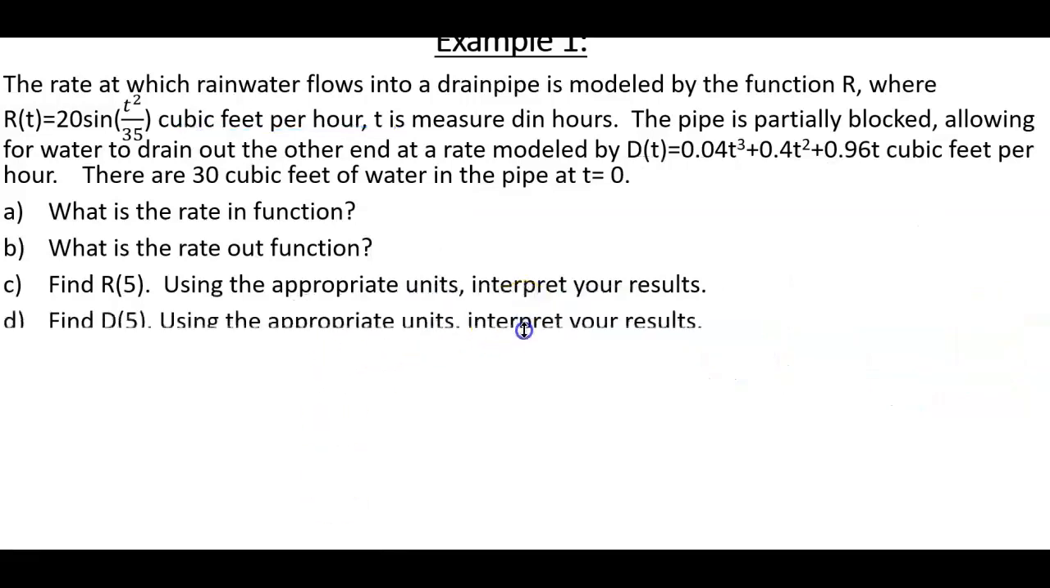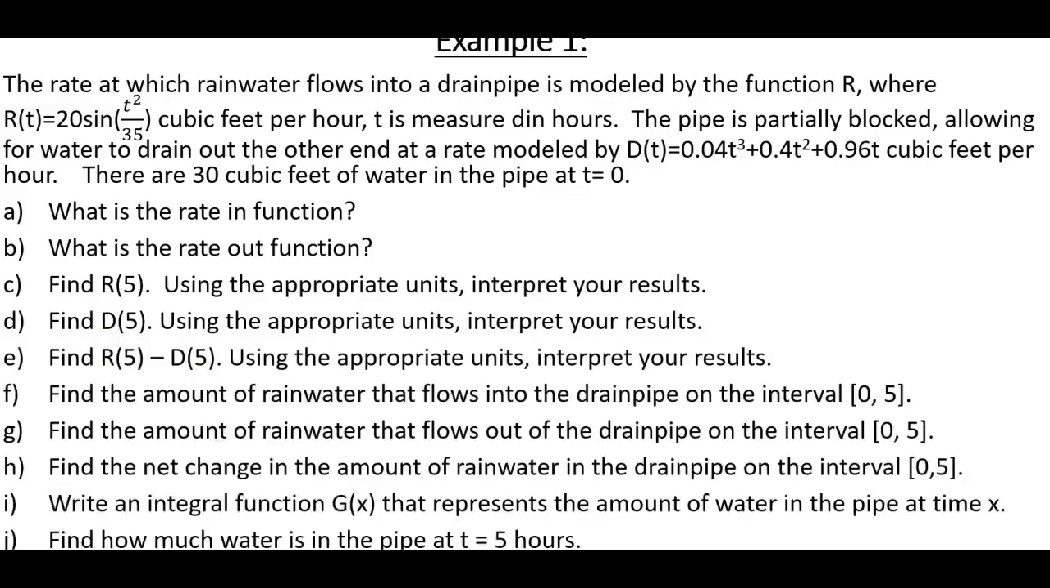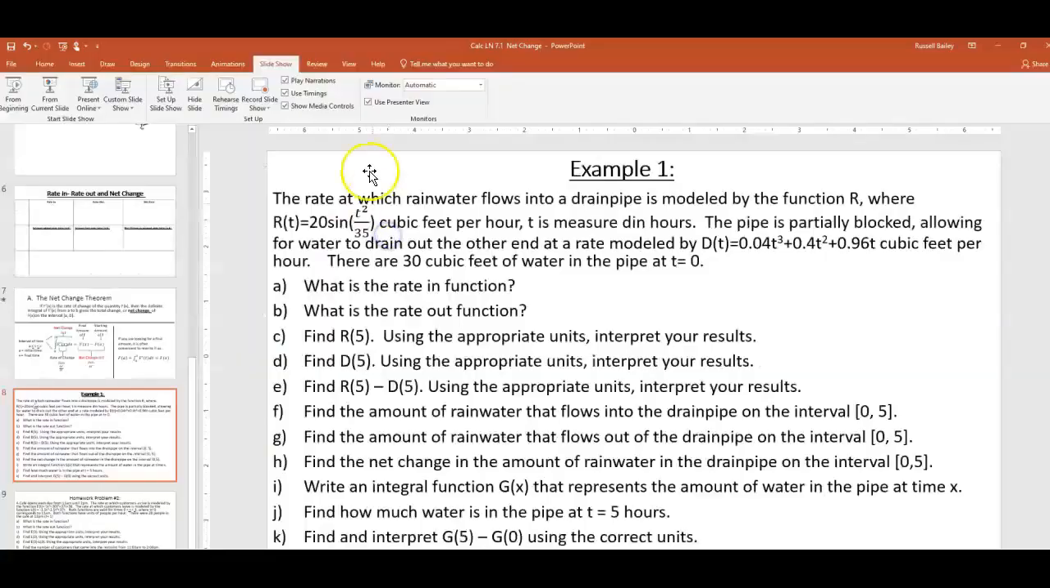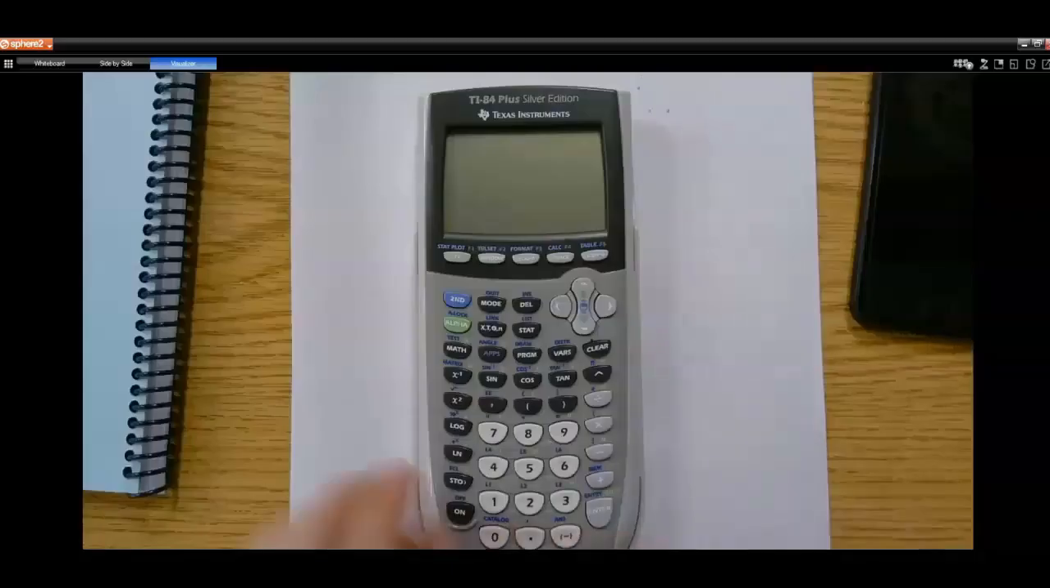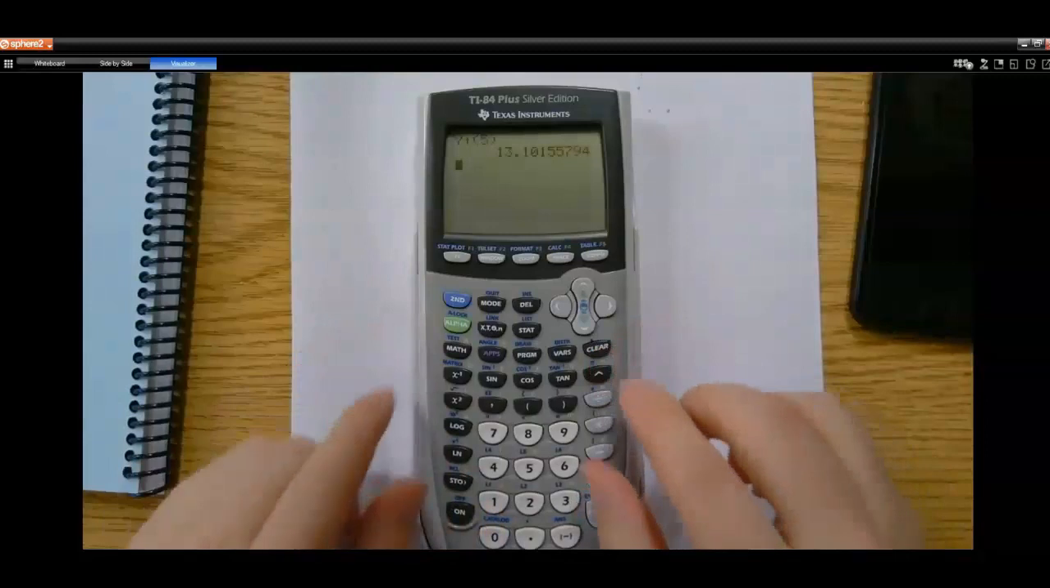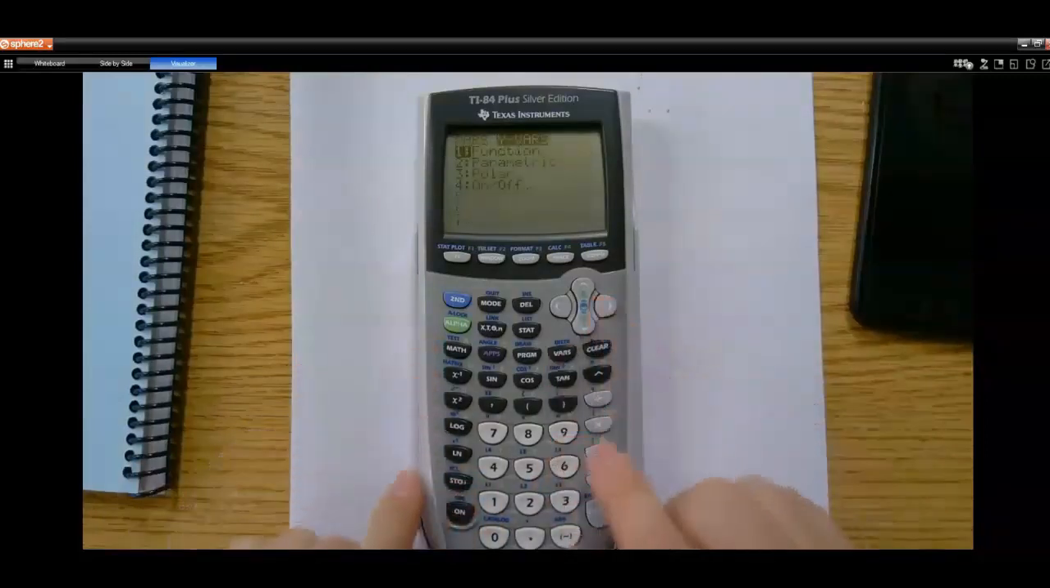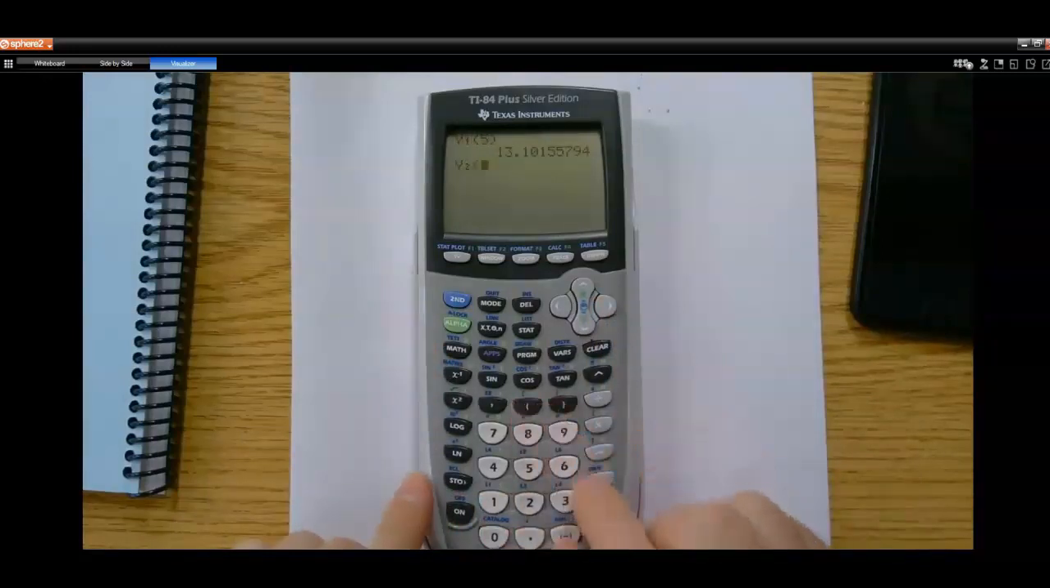All right, moving on to part D. Now we want to find D of 5. And we're going to pretty much be doing this the same exact way we did the other one. It's just that we're using the D function, which you remember on our calculator is the Y2 button. So let's go ahead and do that real quick. So now I'm going to push Y-Vars, Function, and this time I'm going to click 2 for Y2 because that's my D function. I'm going to plug in 5, and there's my answer for that.